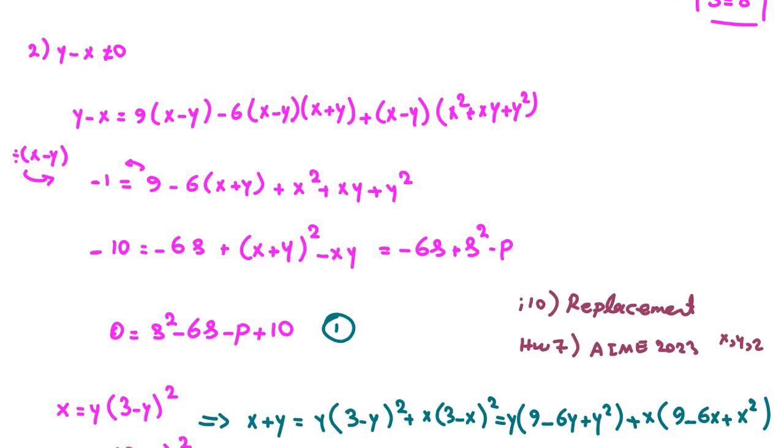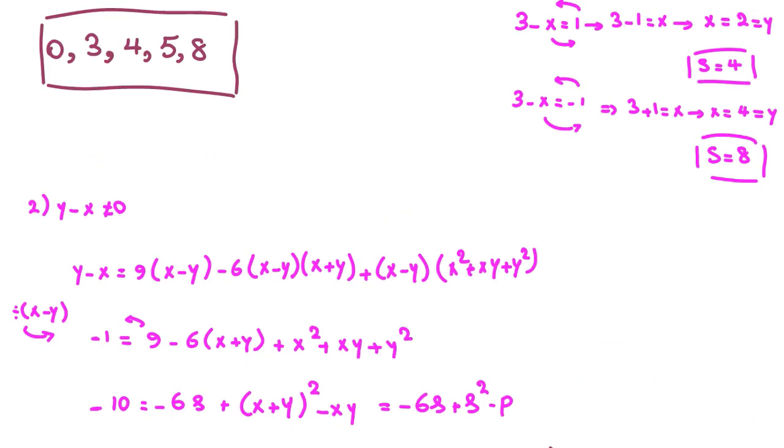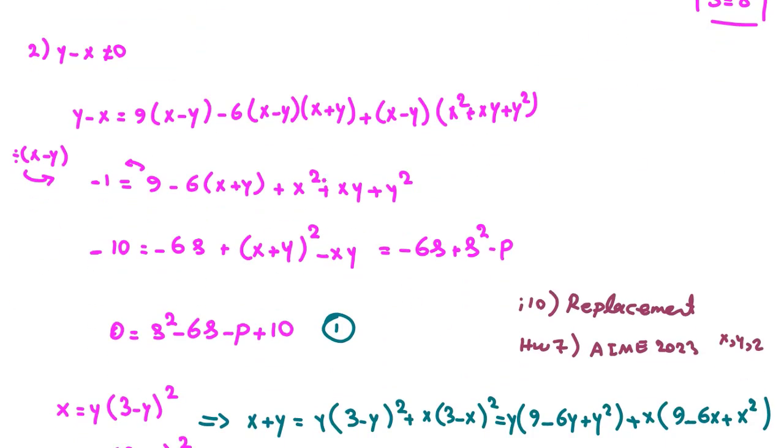Now let's check the next case. When y minus x is not 0, we can write this. We can divide both sides by x minus y. So try to solve these parts first on your own. Don't read this part. Try.